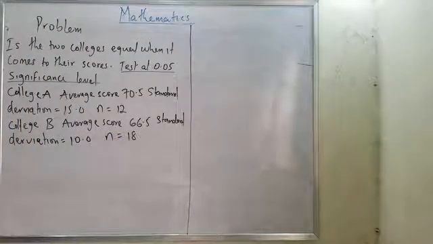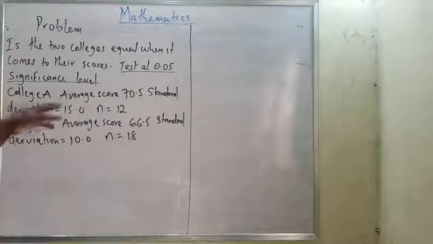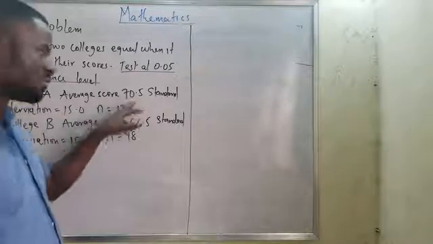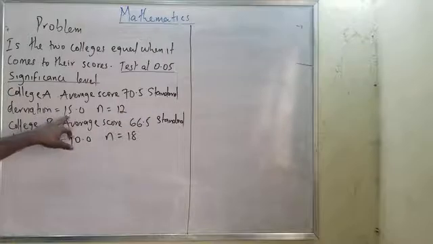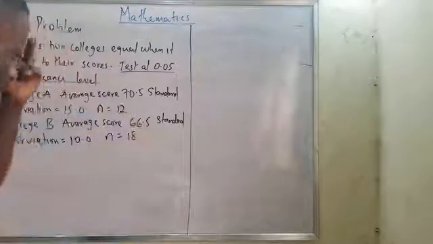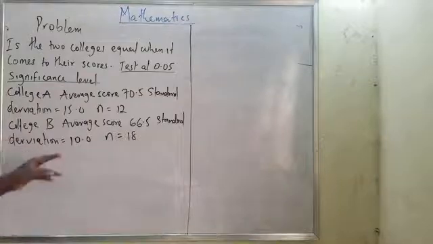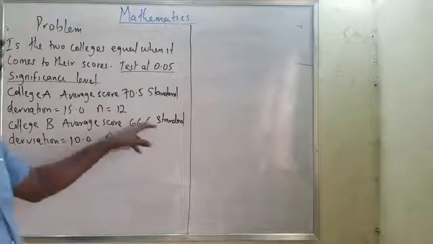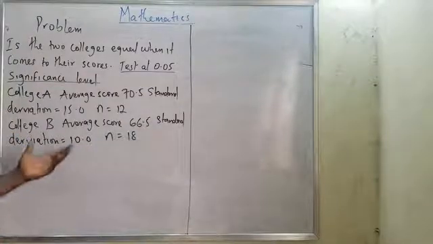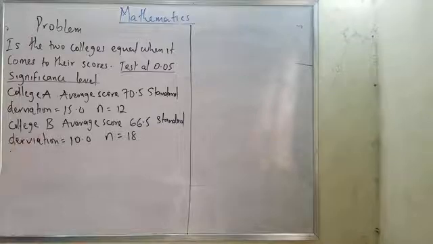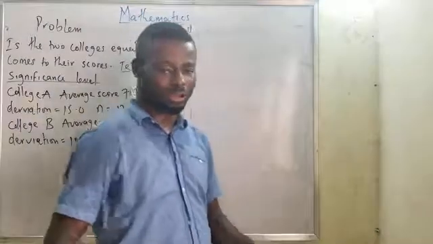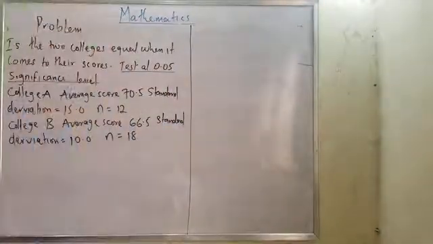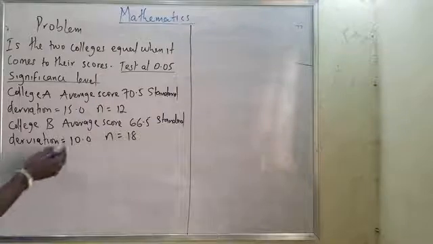Now, the first one, college A: average score 70.05, standard deviation is 15, and the number is what? College B: average score 66.5, standard deviation 10.0, and the number is what? Now, when we talk about average, it means mean value. We all know what is called mean value, back to our elementary statistics.